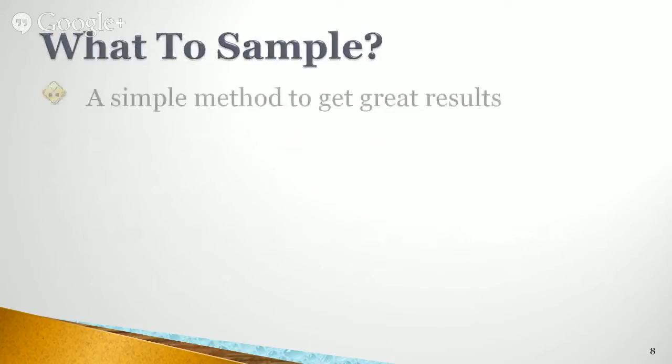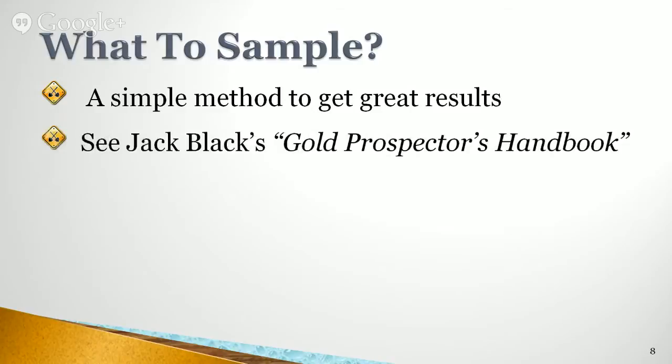You're building a story. So what do you sample? A simple method to get results was brought up in Jack Black's book, The Gold Prospector's Handbook. I'll have that in this next little video clip. Basically, it allows you to quickly sample and produce an accurate picture of the material below you, and technically, if it's done properly, it's the kind of thing that a geologist would do for a full-scale assay.